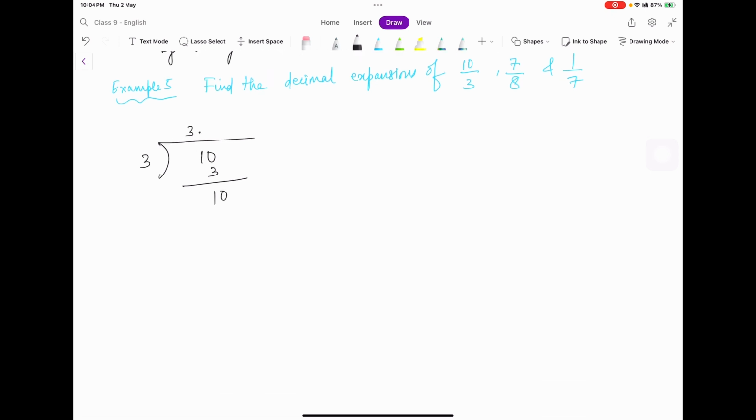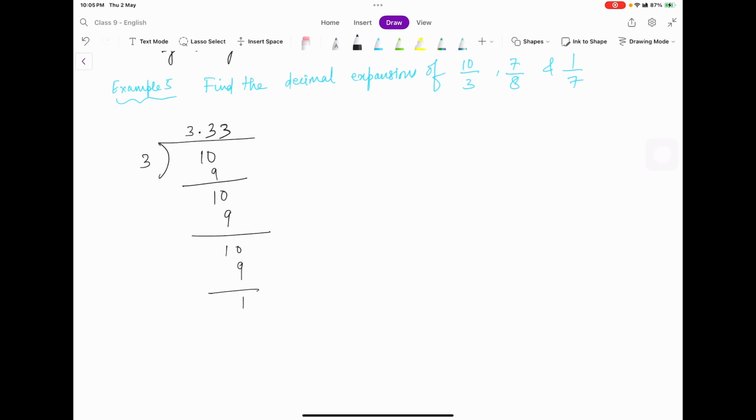Then again you got 10. 3 times 3 is 9, so 1 is the remainder. Then you put a decimal and add a 0. Then again 3 times 3 is 9 after the decimal. Again you got a 0, so this thing keeps repeating. Again 3 times 3 is 9.